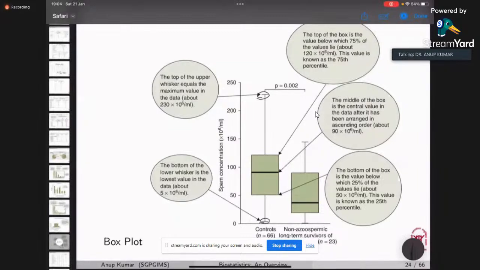So this is the box, and this line is termed the whisker. Sometimes this is also termed a box and whisker plot. Here I've written box plot, but this is the box and this is the whisker.